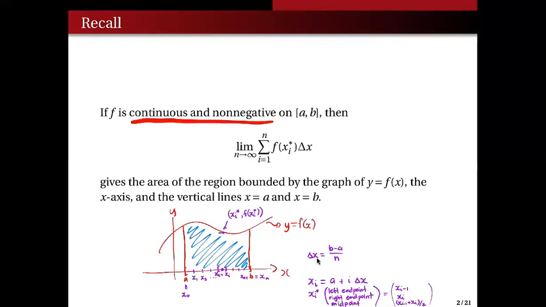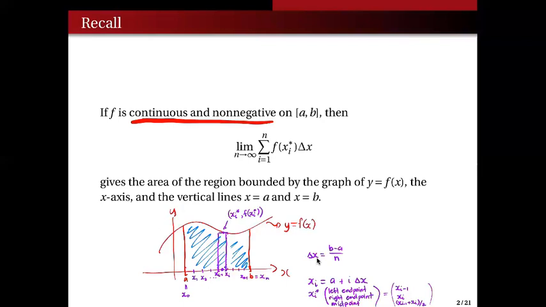So, in essence, you will be able to construct this rectangle here for this subinterval. And then you do that to all subintervals.